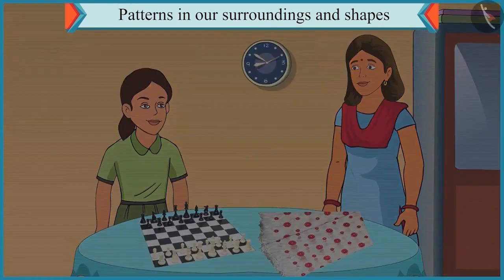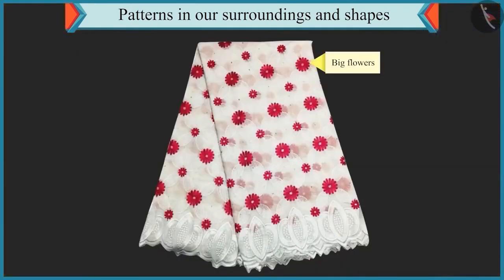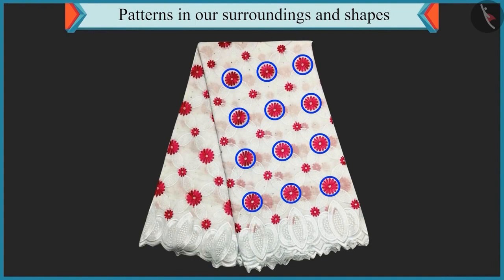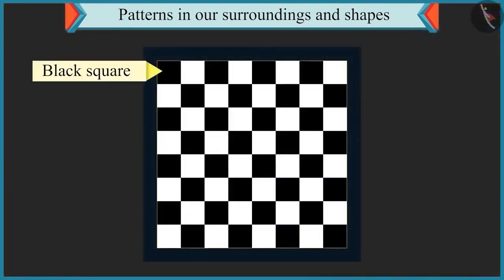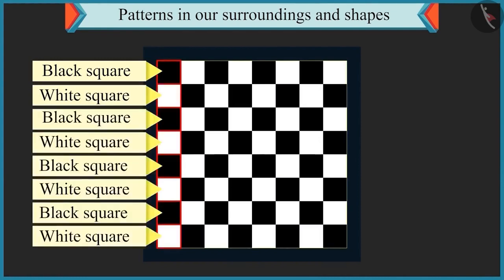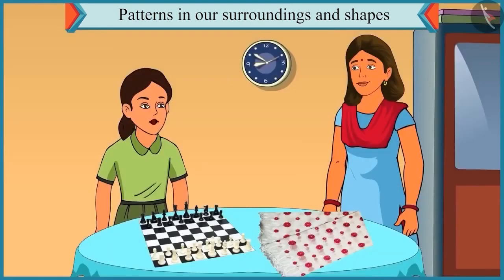Look, Chutki. Here a pattern is created in my sari using big and small flowers. Yes, the big and small flowers are repeated in your sari. Now look at this. A pattern of one black square and then one white square followed by a black square is repeated in a chessboard. Oh yes, you are right.